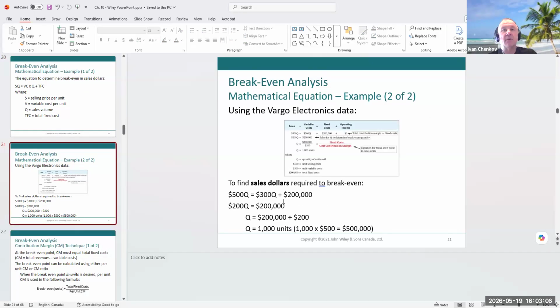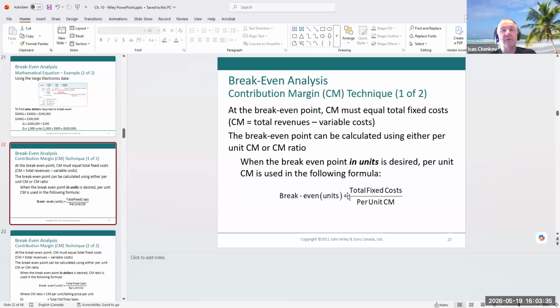Once we run this calculation, what we're going to find out for our example is that if we want to come up with the break-even and we don't know how many units we need to sell, we have to take the fixed cost divided by the contribution margin of one unit, and it's going to give us the number of units. If I sell 1,000 units, that's going to be enough to cover my fixed cost. So the break-even point in units, the formula again, is total fixed cost divided by the contribution margin of a single unit.